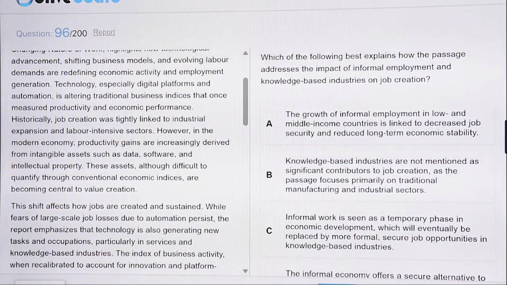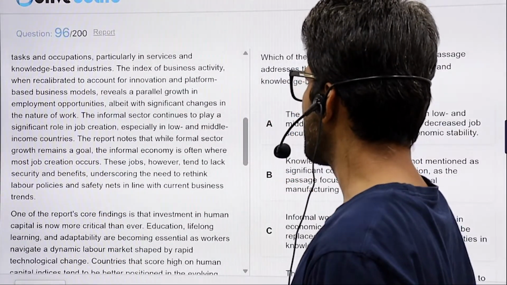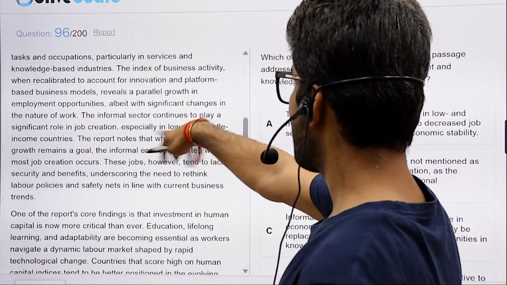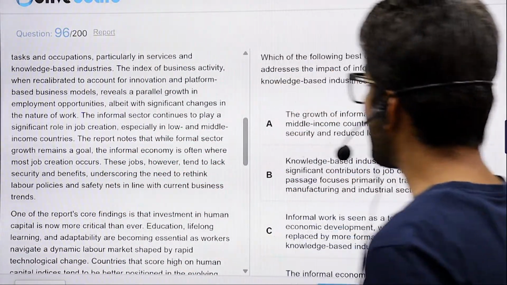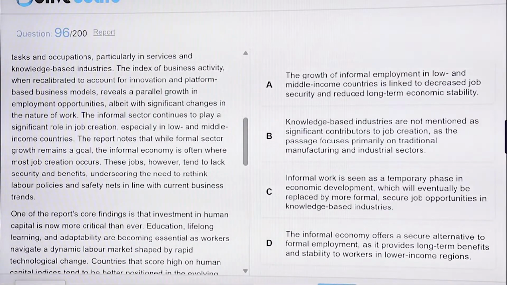Which of the following best explains how the passage addresses the impact of informal employment and knowledge-based industries on job creation? Informal was good, but lacking security. The informal sector continues to play a significant role. These lack security and benefits, highlighting the need to rethink these. Okay. Growth of informal employment in low and middle income countries is linked to decreased job security and reduced long-term economic stability. Not bad.